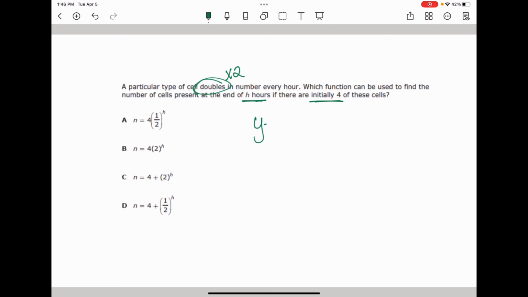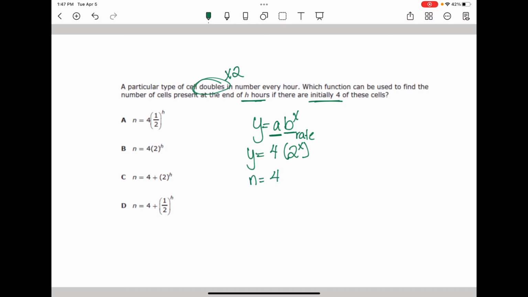So I have to go back to my equation, y equals a times b to the x. So remember, a is our initial value, so that is going to be 4. B is our rate. So the rate of change is going to be 2 since I'm doubling every hour. So this is going to be 2 to the x. But in this case, it wants us to use n and h. So it's going to be n equals 4 times 2 to the h, which is answer choice B.